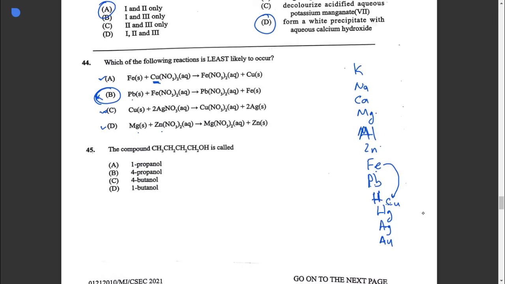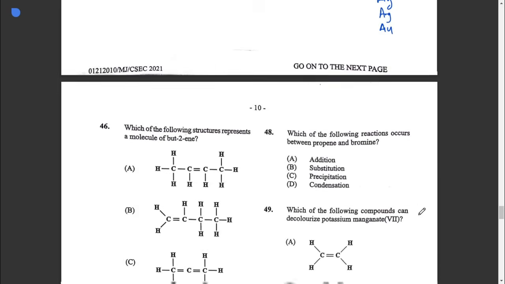All right, 45. Which compound, the compound CH3CH2, so this is 1, 2, 3, 4. This is butanol, is called 1-butanol. Why not 4-butanol? Well, you always give the OH group the lowest number, the lowest priority, or the carbon that has the lowest number.